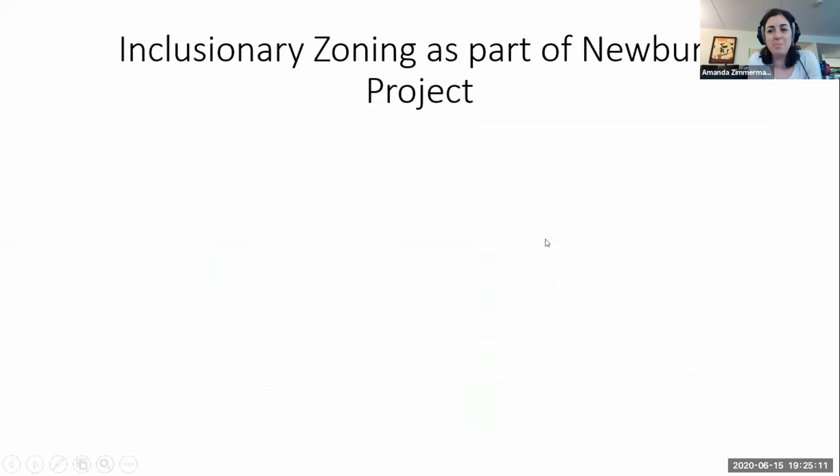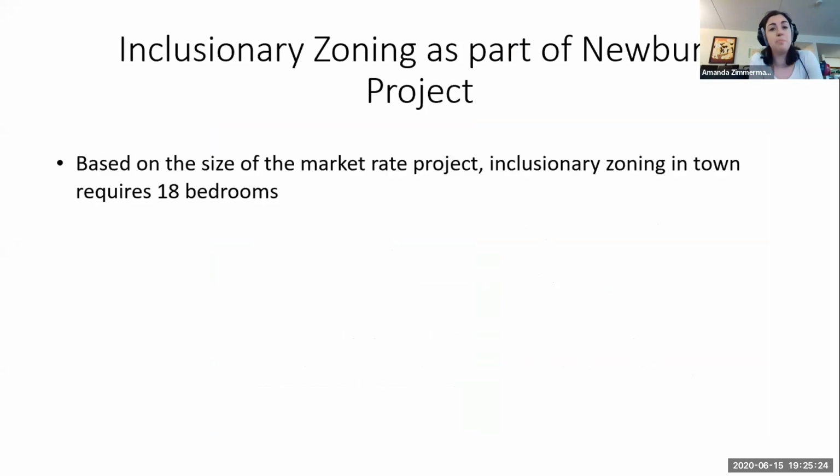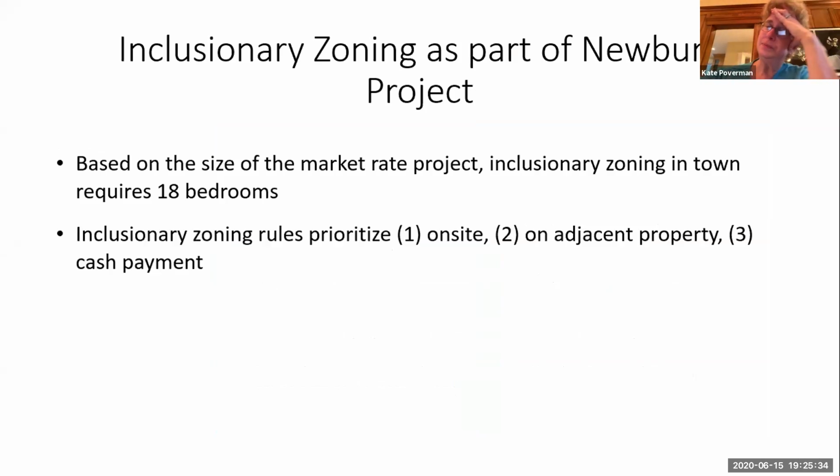I just wanted to give a brief background on inclusionary zoning. As part of any large development, we have a rule in town that says 15% of the units must be affordable. So what does that actually mean for this project based on the scale of it? It means 18 units. They're all 1 bedrooms, so that's what we're getting at.